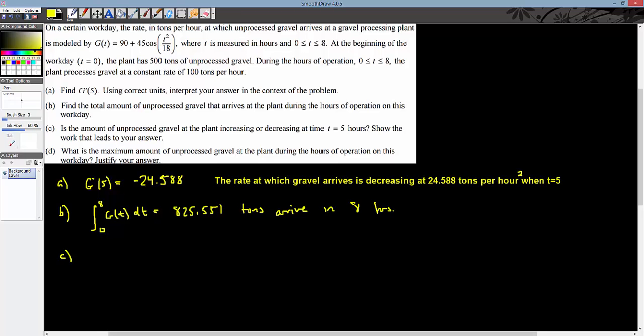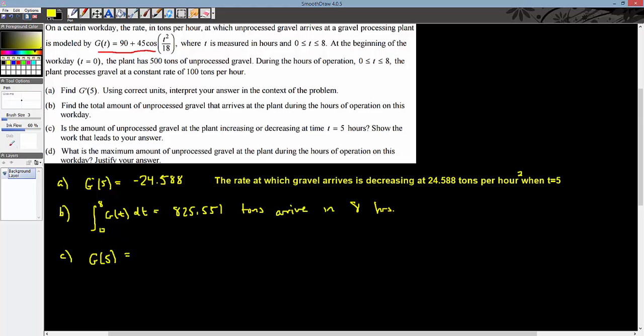Part C is asking, is the amount of unprocessed gravel at the plant increasing or decreasing at time equals 5 hours? Show the work that leads to the answer. One thing we have to remember is that this function is the rate at which gravel is coming in to the plant. So if I wanted to find out how much gravel is coming in at time equals 5, really I just want to evaluate what g of 5 is.